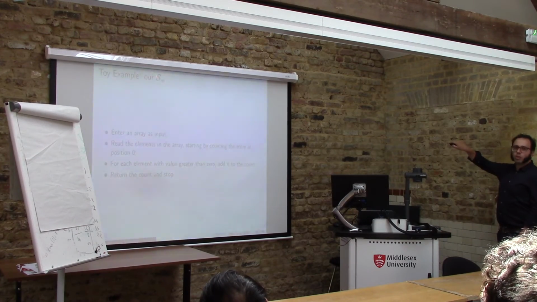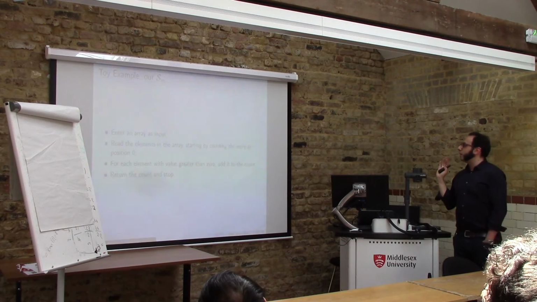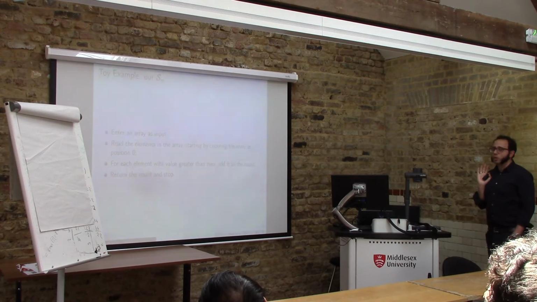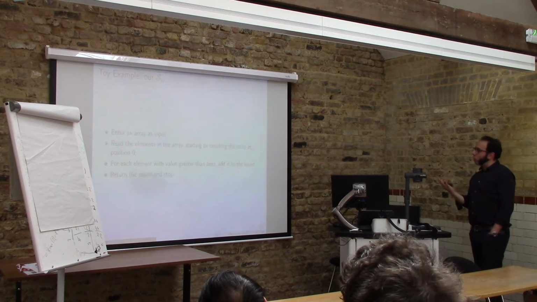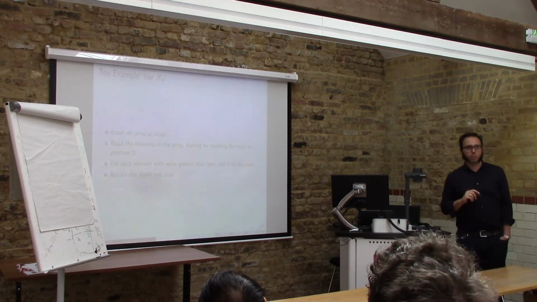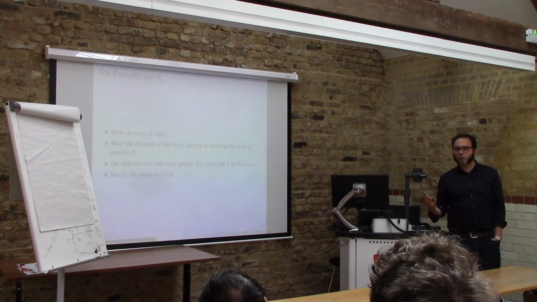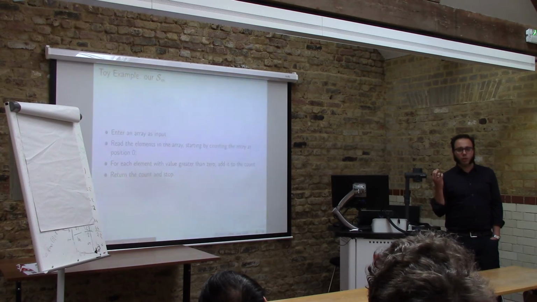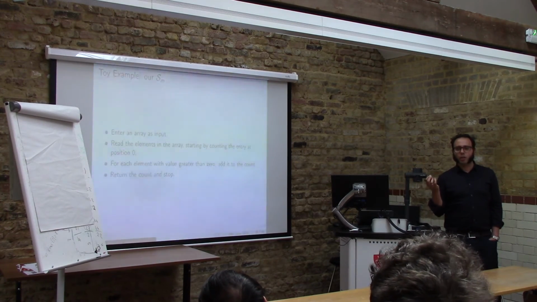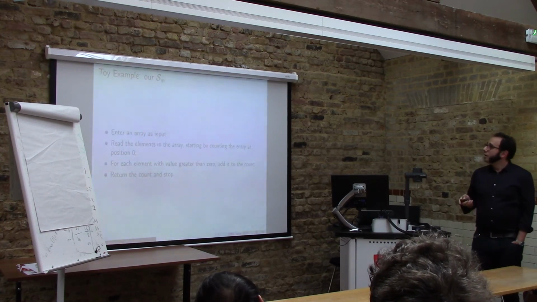This is my specification, math call SM. Enter an array as input, read the elements in the array starting by counting the entry at position 0. For each element with value greater than 0, add 1 to the count, return the count and stop. Okay, this is my informal set of expressions that give an intuitive meaning to my specification. Now, what I want to do is to implement this.